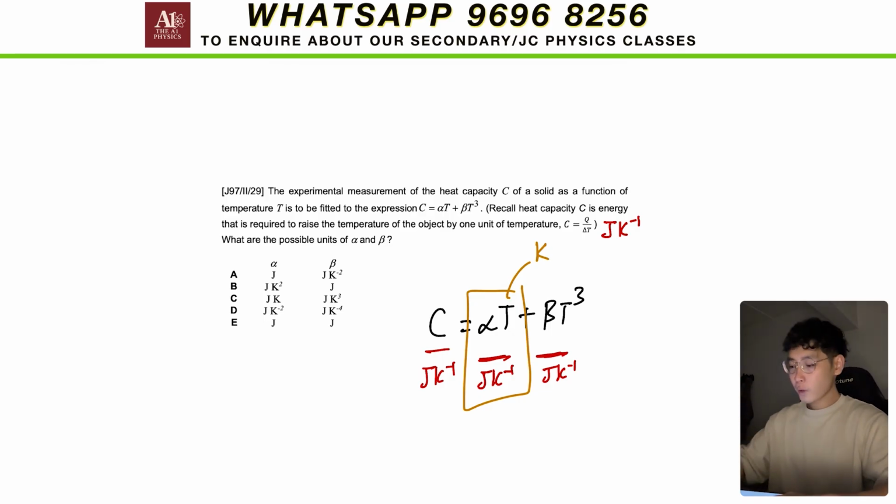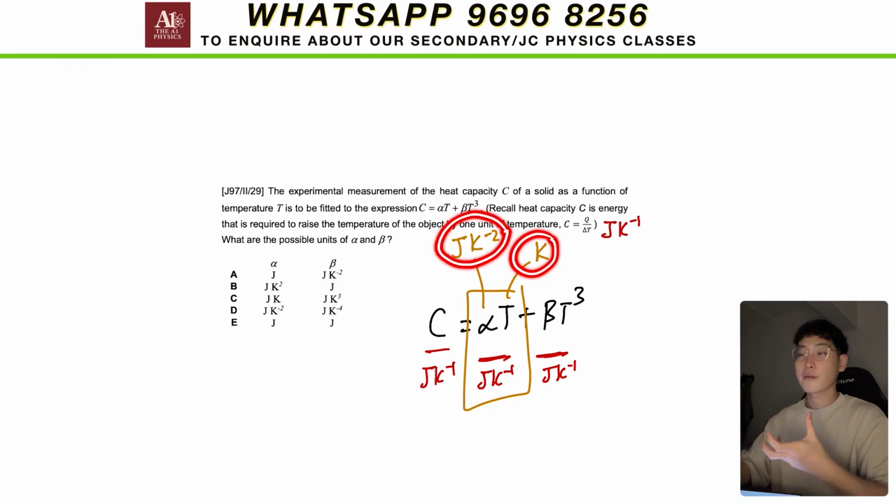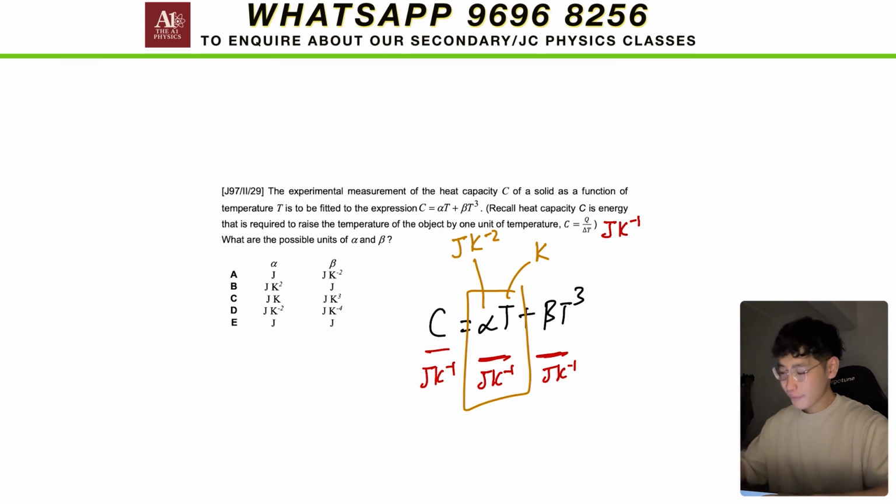And so if we want to make this entire term into J Kelvin^-1, then we know that the unit for alpha has to be J Kelvin^-2, right? Because J Kelvin^-2 times Kelvin gives us the final result that we want, which is J Kelvin^-1. Right, so let's just do another example for beta.